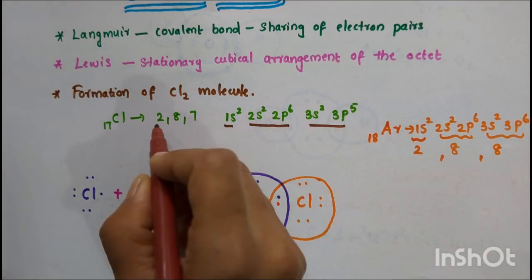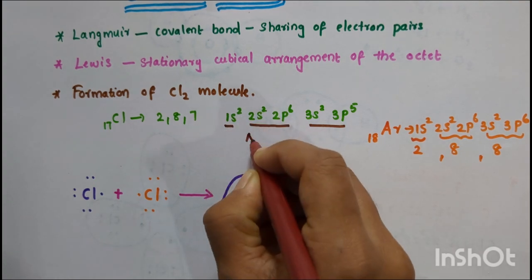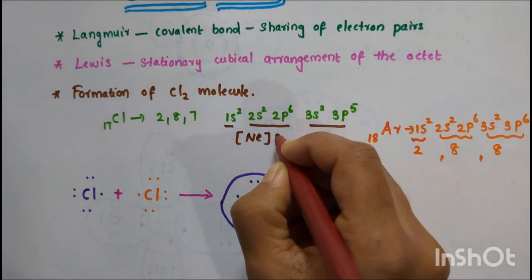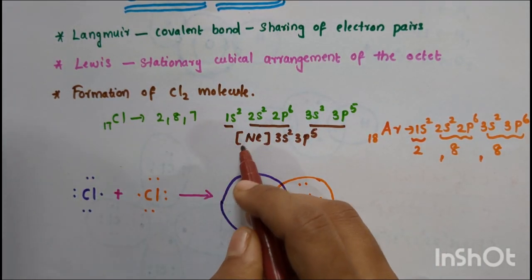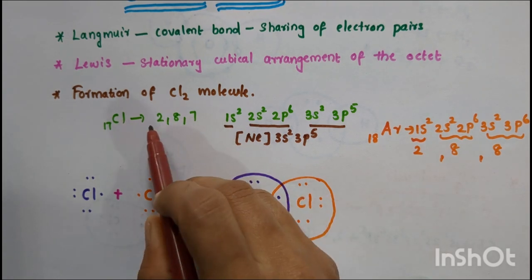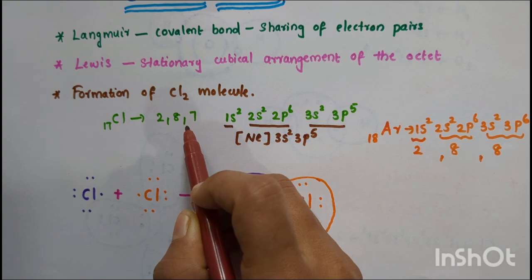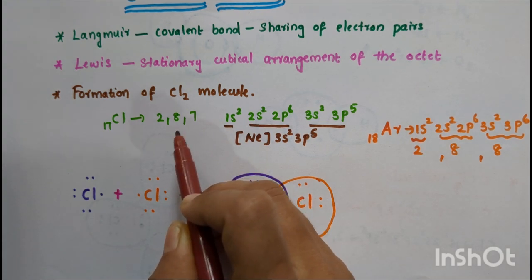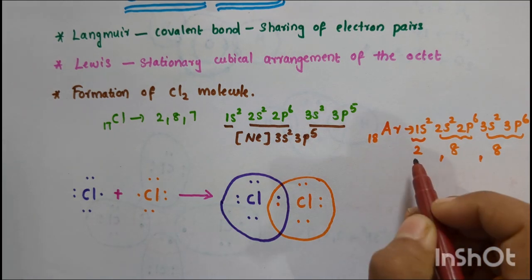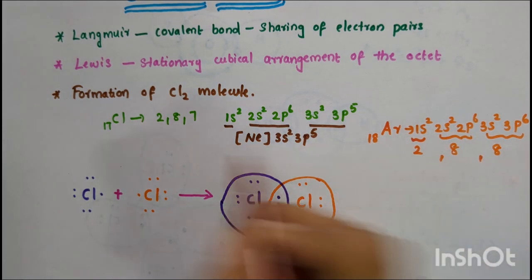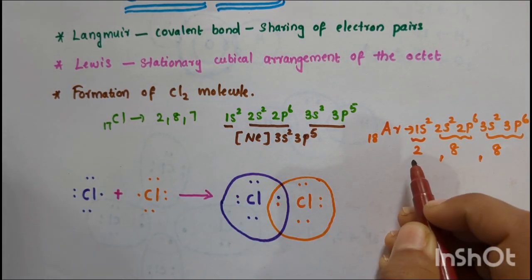This configuration can also be written as [Ne] 3s2, 3p5, where 1s2, 2s2, 2p6 corresponds to atomic number 10, the atomic number of neon. So chlorine's electronic configuration is 2, 8, 7. The outer shell has 7 electrons, so it is 1 electron short of the argon configuration. For argon, atomic number is 18, so the electronic configuration is 2, 8, 8.